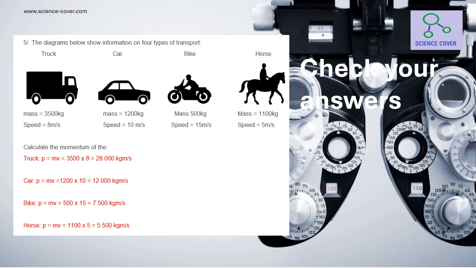Question 5. The diagrams show information on 4 types of transport. Calculate the momentum of the lorry first of all. It should be 28,000 kilogram meters per second. The car is 12,000 kilogram meters per second. The bike should be 7,500 kilogram meters per second. And the horse should be 5,500 kilogram meters per second.